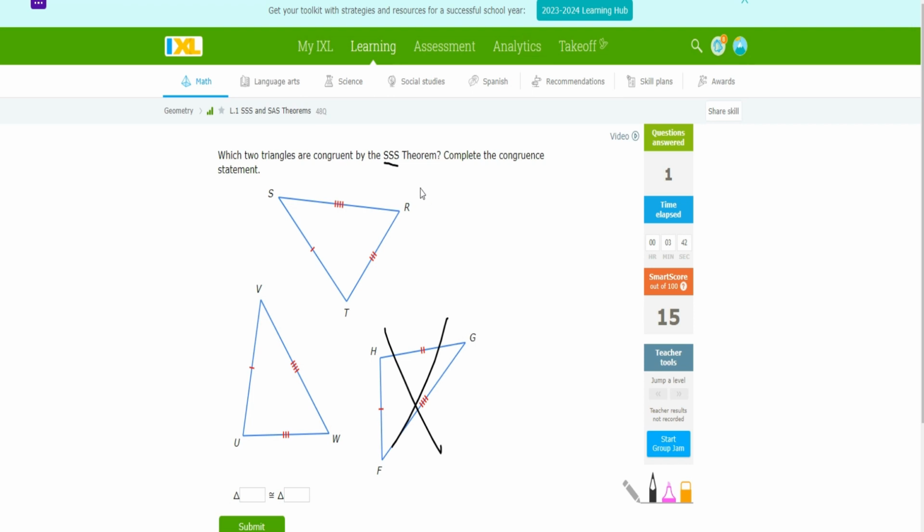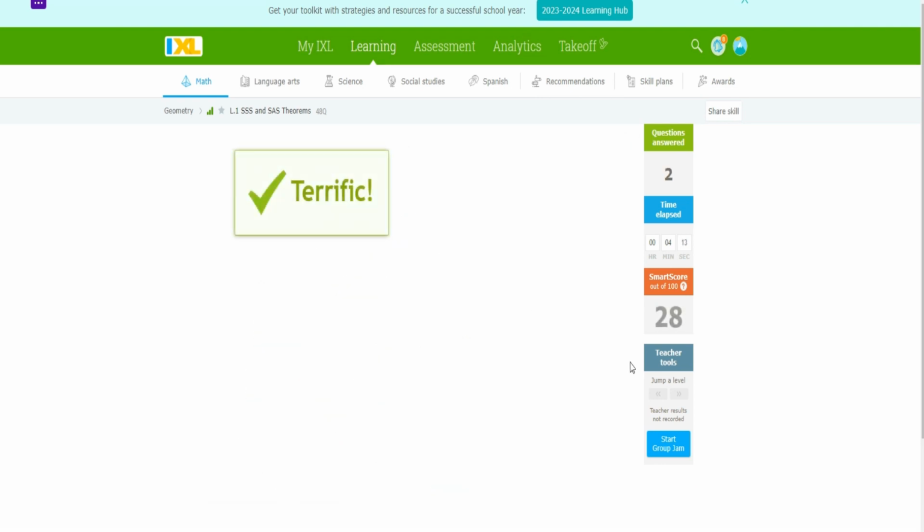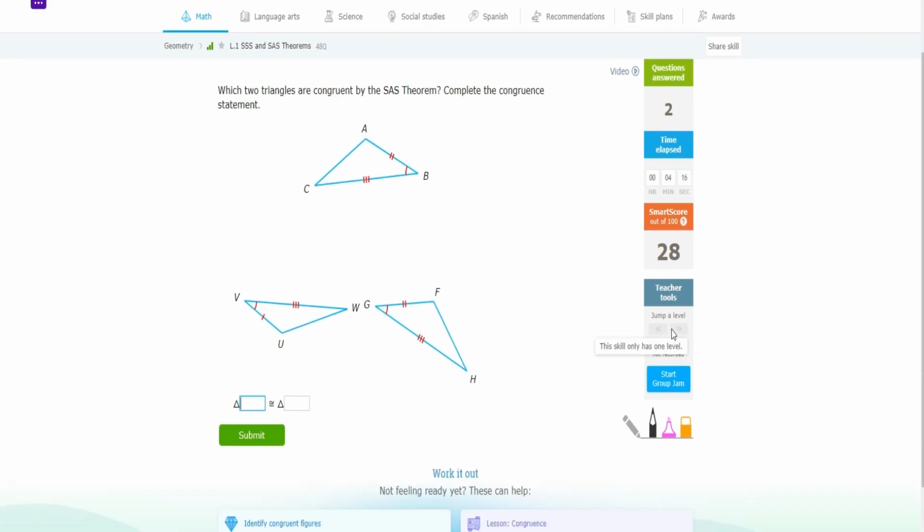You can choose one triangle. I'm going to choose this one here, and call it triangle SRT. So it's going from the 4 tick marks to the 3. SR, then T. And then where did I start off? The one side with the 4 tick marks. So V, W, now to the 3 tick marks there. V, W, U. Terrific.